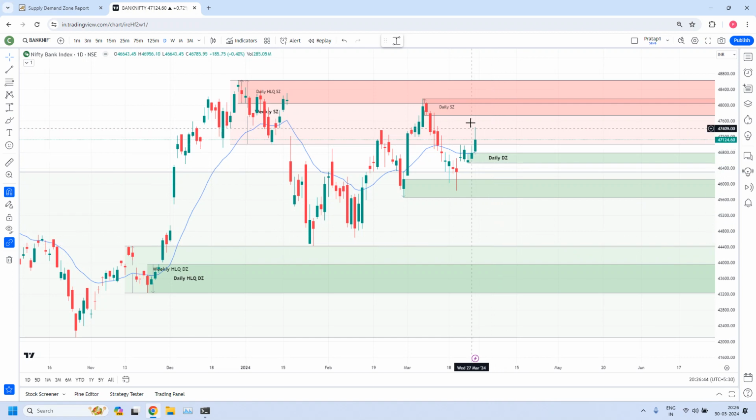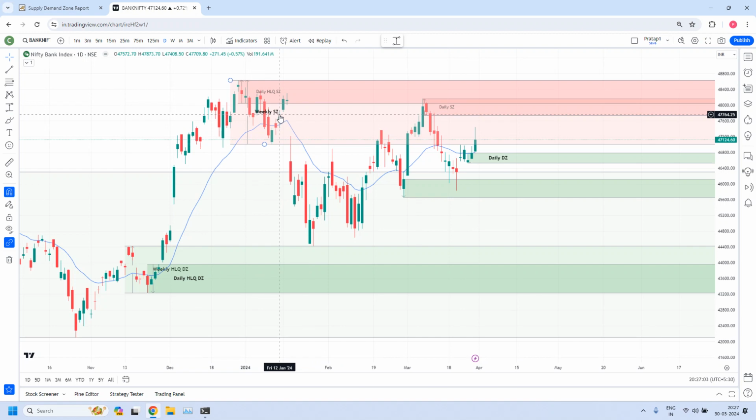Another possibility is also there. It will go and come back. Maybe there could be a strong order flow. Again it will push and it may violate this high liquidity zone, or even the weekly supply zone might be violated. That possibility is also there. See, we cannot rule out any possibilities.